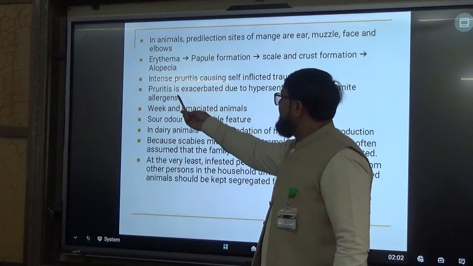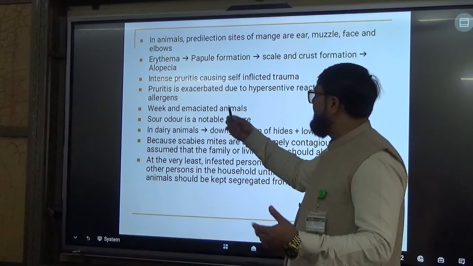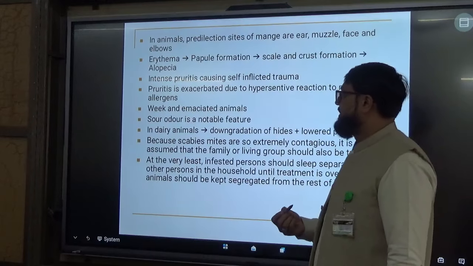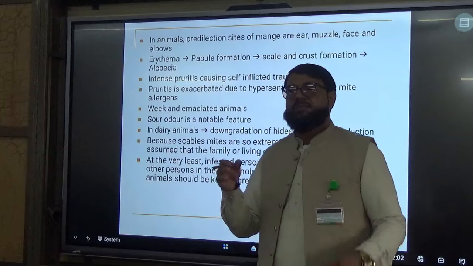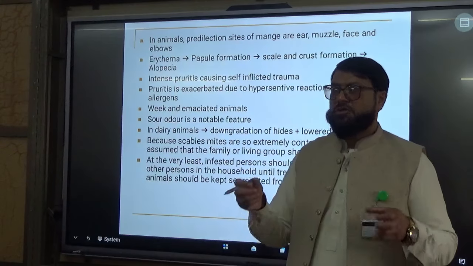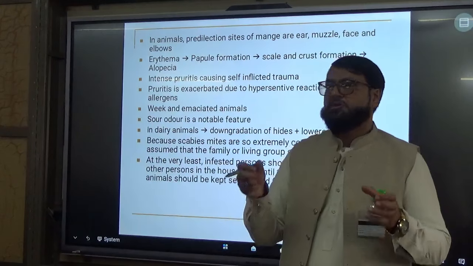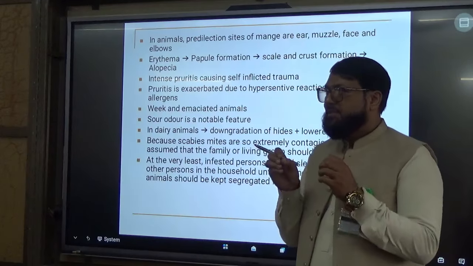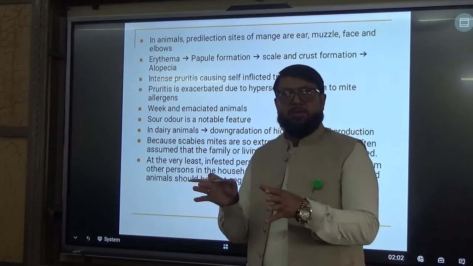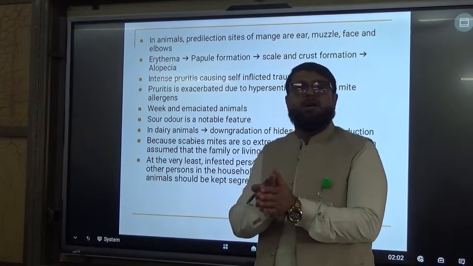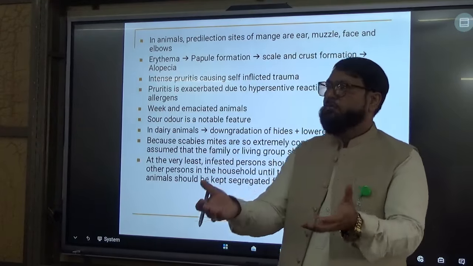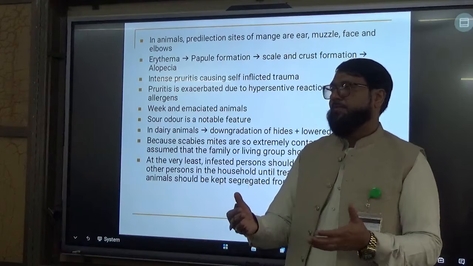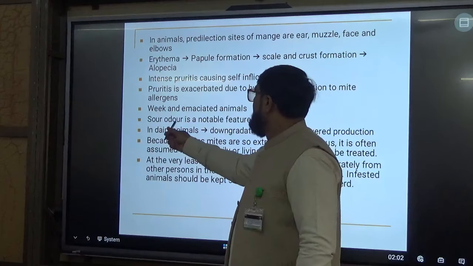So this pruritus is exacerbated, it is exaggerated due to hypersensitive reaction to mite allergens. Because one thing is the physical presence of the mite itself, which is causing mechanical damage. It is causing the host to scratch the locality. Second thing is release of the antigens at that site, and the antigens themselves are eliciting a strong immune reaction in the body, and the host is also trying to get rid of those allergens somehow.